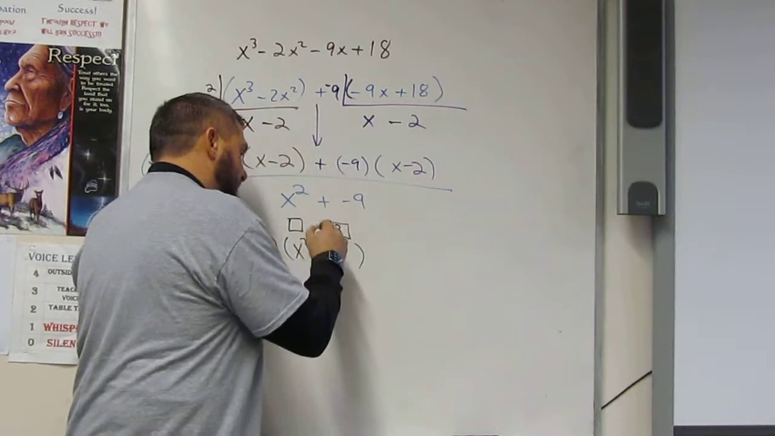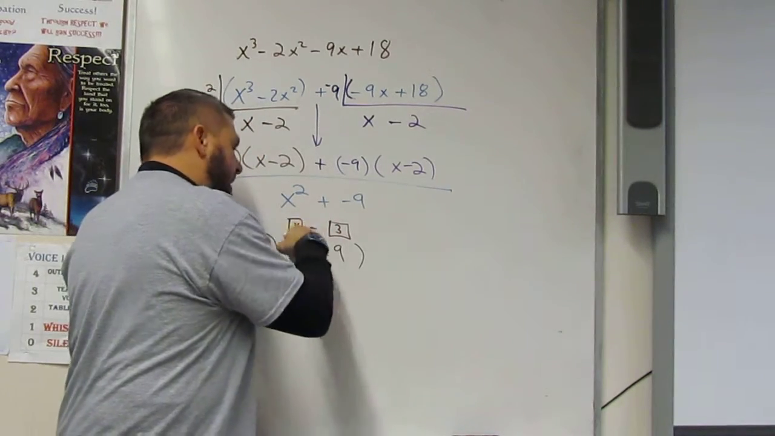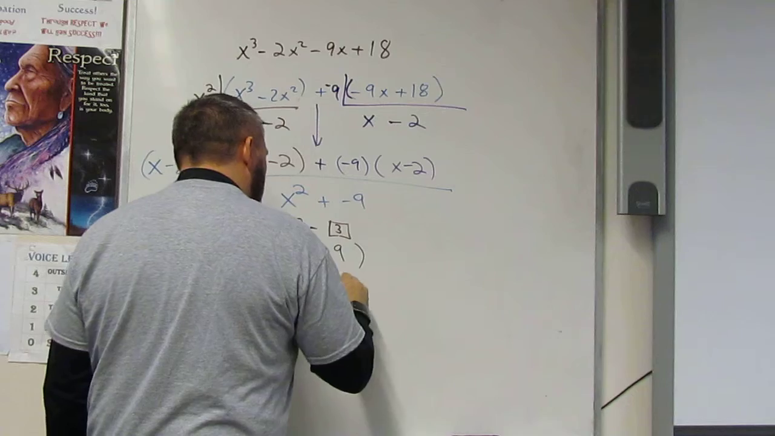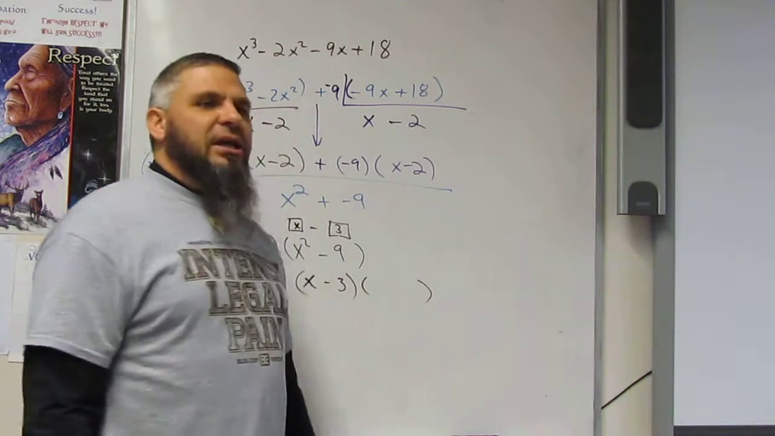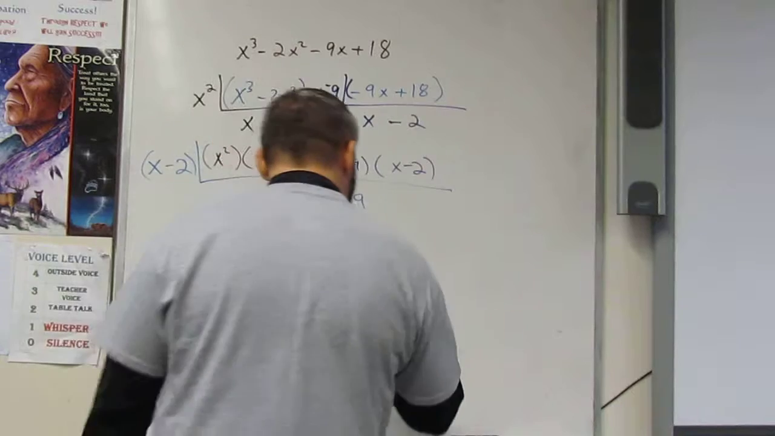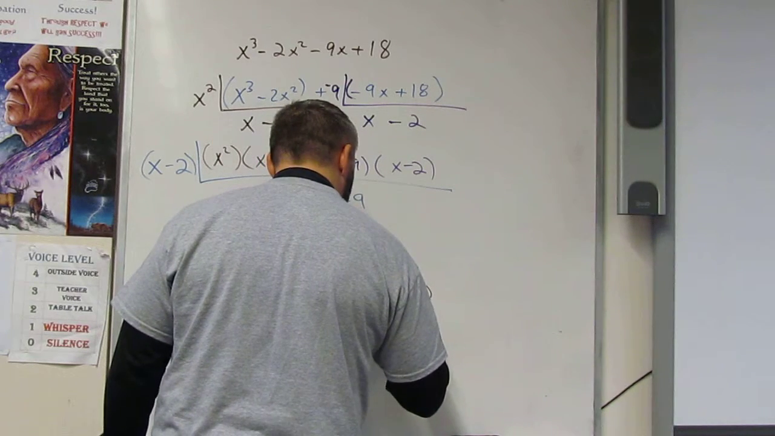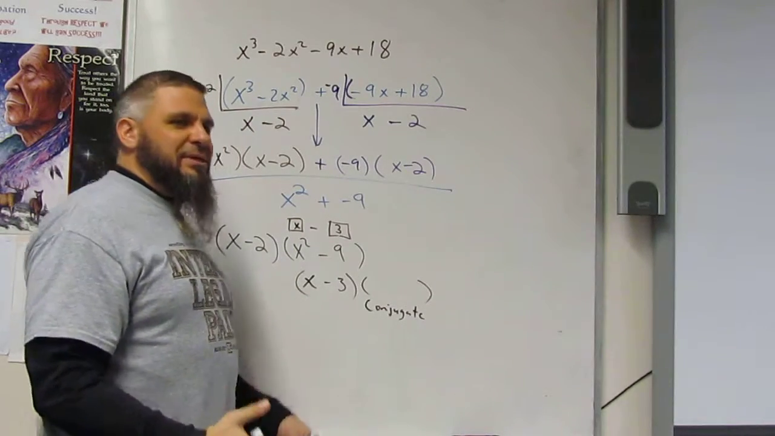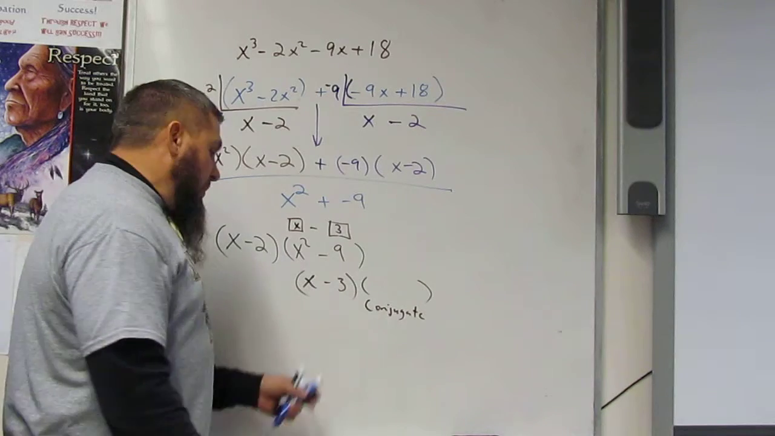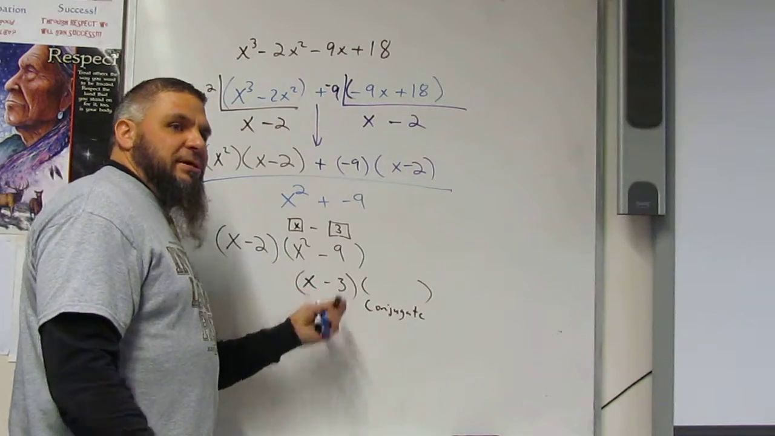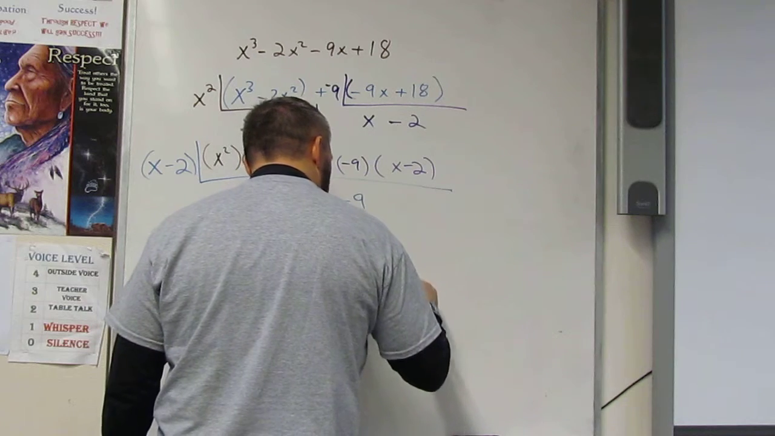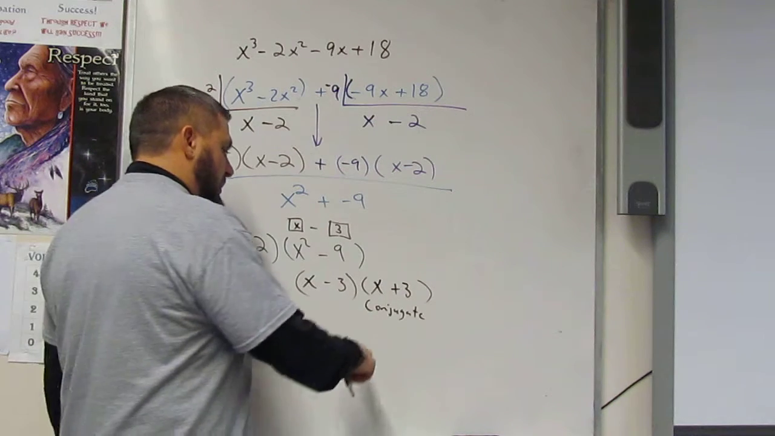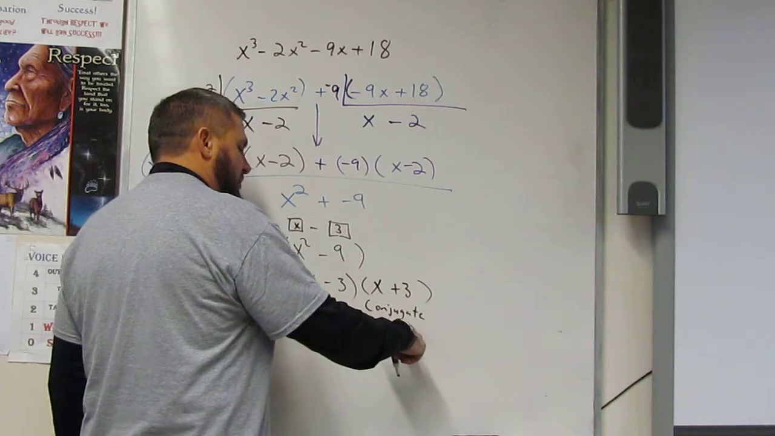And is this a difference? Yes. So it's the square of x minus the square of 3. And so I just bring these down: x minus 3 times the conjugate. The conjugate is just the opposite, but not total opposite, because that would be negative x plus 3. It's just changing this middle sign to a plus: x plus 3. How do you spell conjugate? C-O-N-J-U-G-A-T-E.